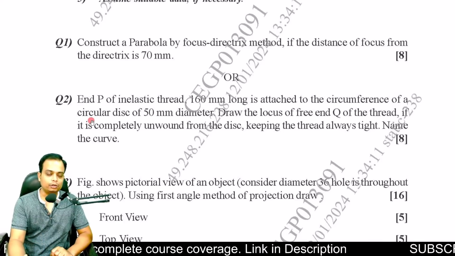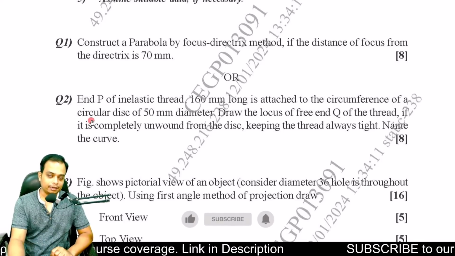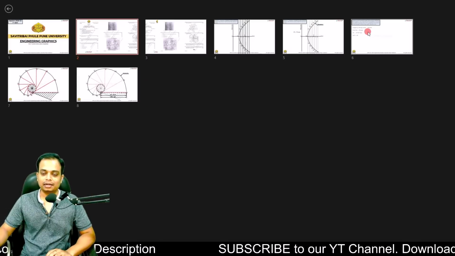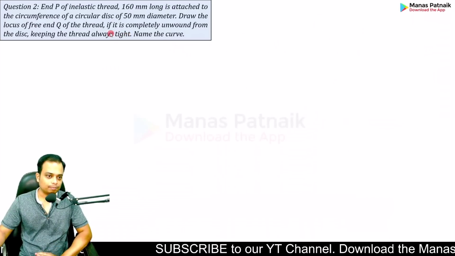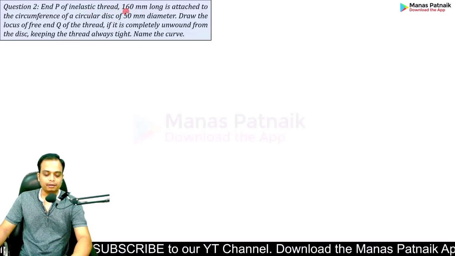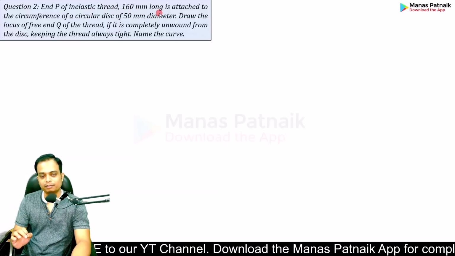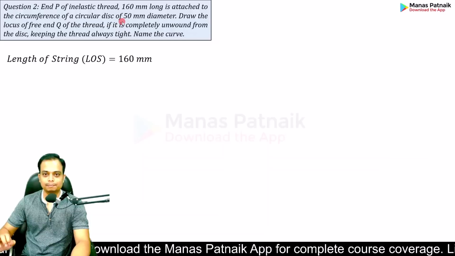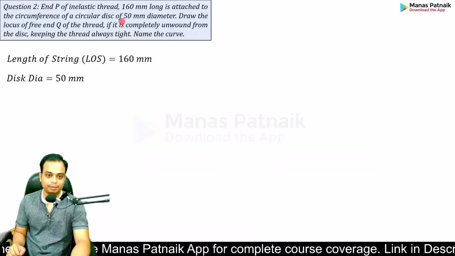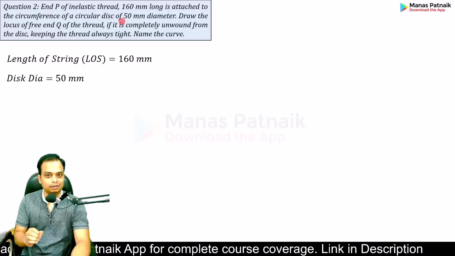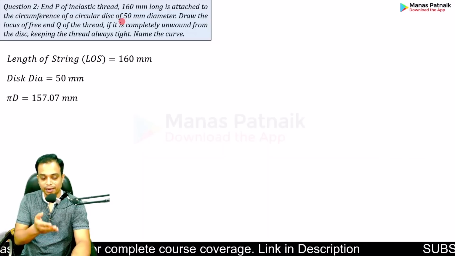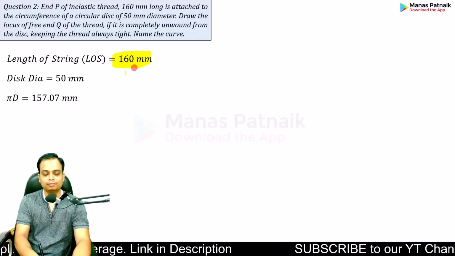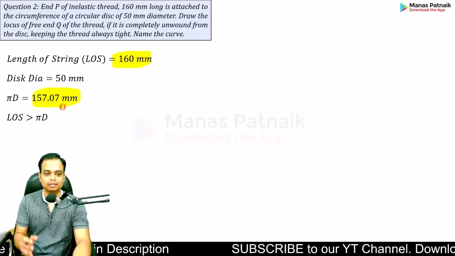Yes, but you need to work out whether the length of string is greater than or less than the circle's circumference. I think it would be better if we can just start writing down the details which have been given in the problem. There is this end P of an inelastic string, 160 millimeters long. So length of the string has been given as 160. Secondly, end P is attached to the circumference of a circular disc. This disc is having 50 millimeter diameter. Can you calculate the circumference, that is pi d? Yes, we can. This is what pi d works out as. And you can clearly make a comparison that the length of string is greater than pi d, the circle circumference.